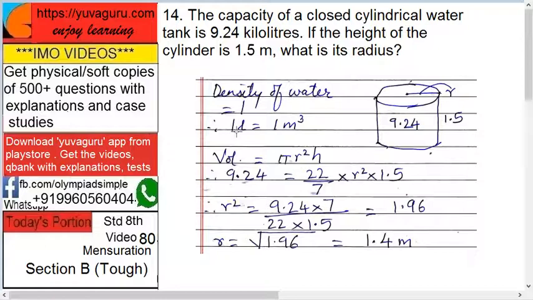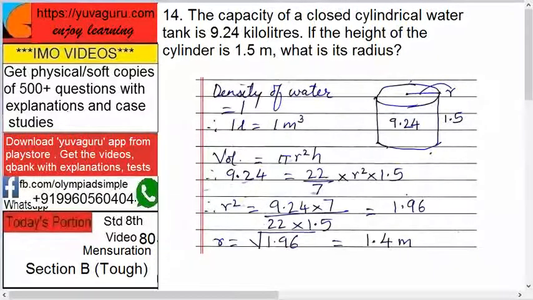So 1 liter equals 1 meter cube. So 9.24 kiloliters equals 9.24 meter cube, right? Or just replace liter with meter cube. Okay, so volume equals what? Pi r square h. Okay, 9.24 equals 22 by 7 into r square into 1.5, right?